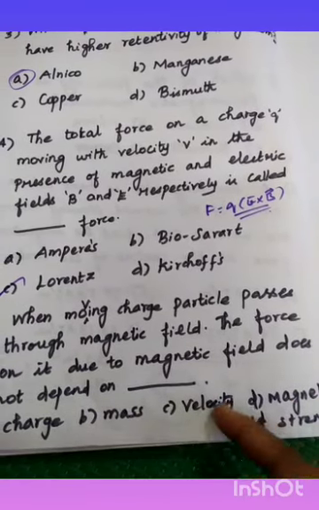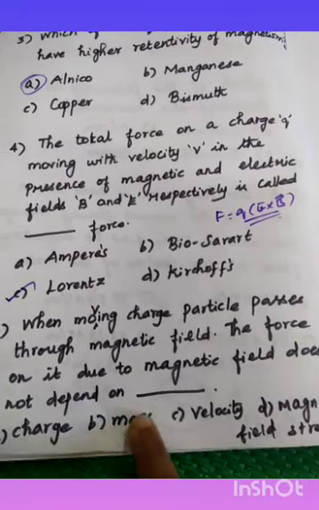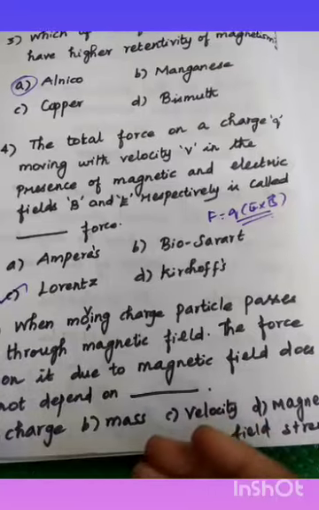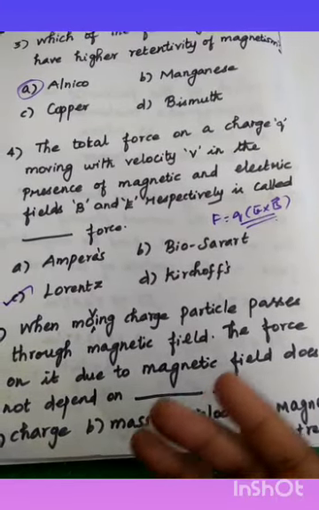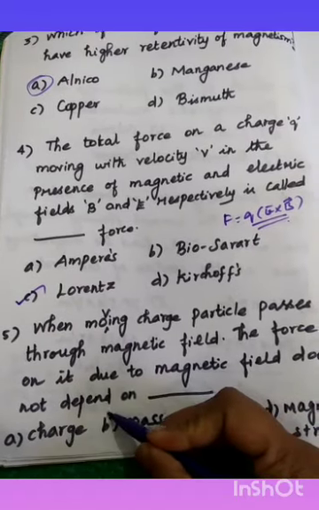But we cannot say anything about the mass of the particle. It does not depend upon the mass of the particle. The force always depends upon the charge of the particle, the velocity of the particle and the magnetic field strength. So please move on to option B.